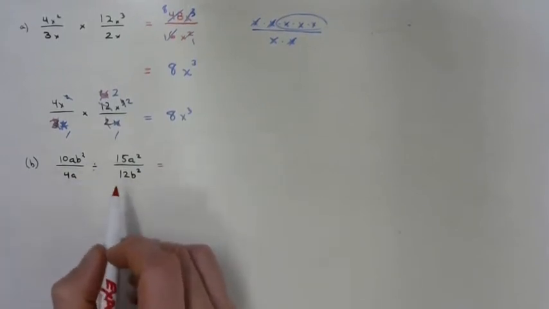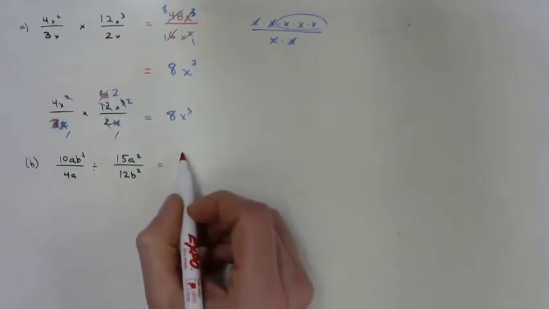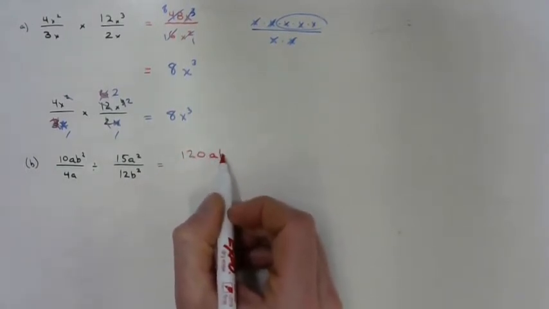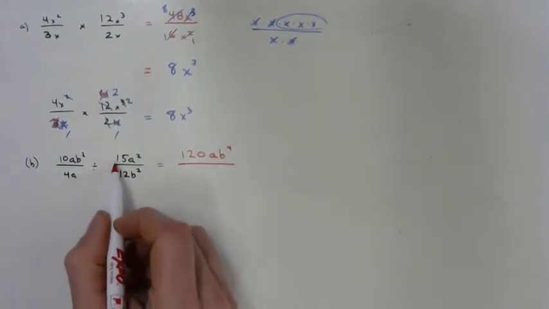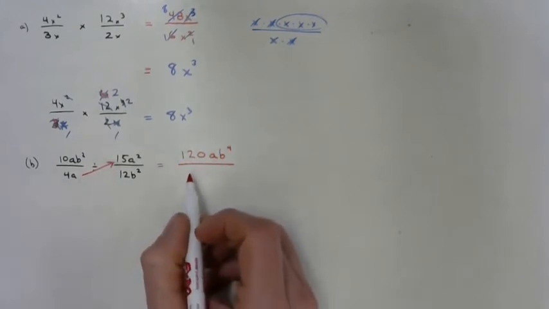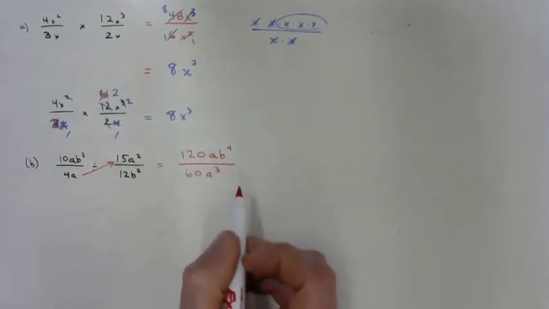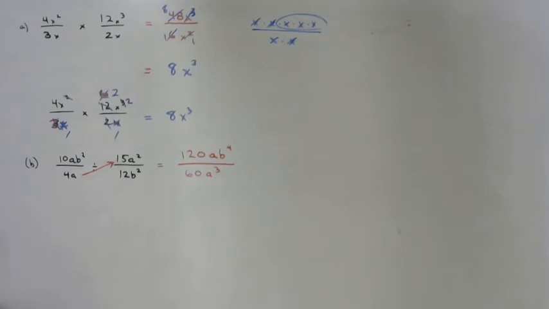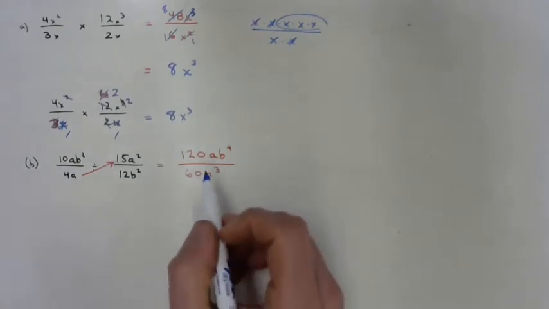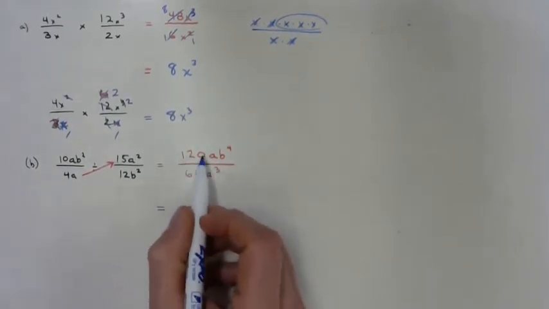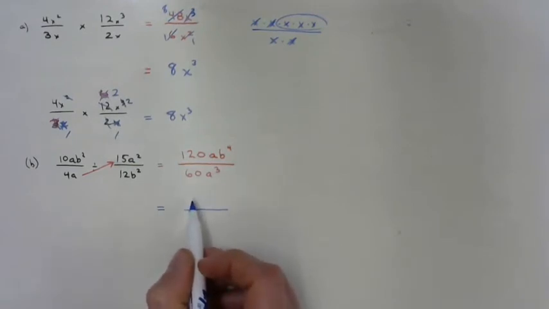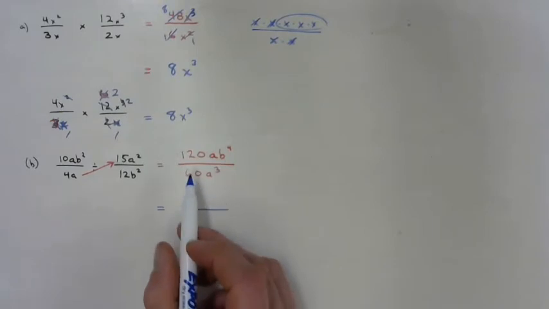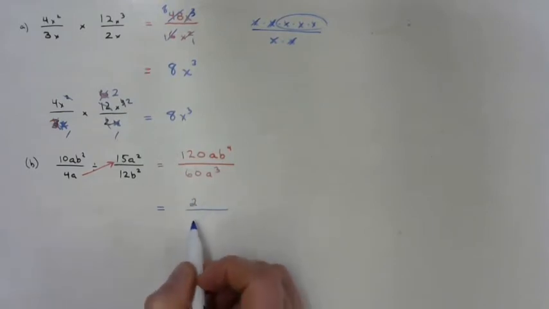You could definitely do that strategy right now. You could go 10ab squared times 12b squared, which is 120ab to the power of 4, over 4a times 15a, which is 60a cubed. Okay, you could do that. I usually rewrite it. Just helps me keep track of things. And now I can simplify. 120 over 60, that's really easy. I'm going to draw this line right away and just keep things in my numerator and denominator separated. 120 over 60 is 2. 2 over 1, but I don't need the 1.